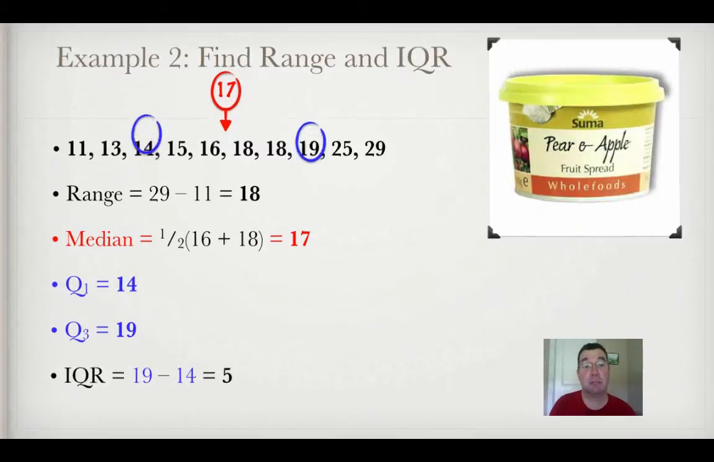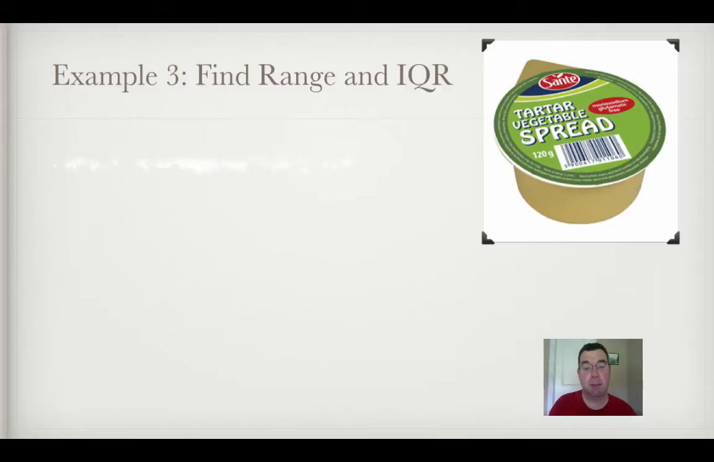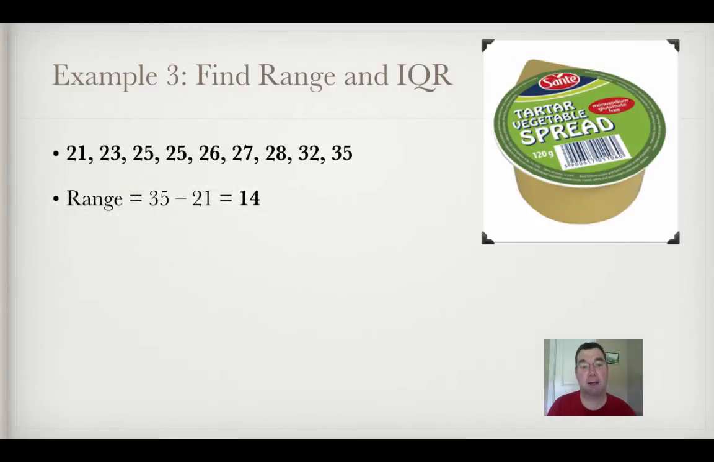All right, so that was another scenario. Something else that could happen, it looks like now I have 9 numbers, so I will have a range of 14. 35 is the highest number, 21 is the lowest number, and the difference between those is 14. There will be one middle number, so the median is just that number, it's 26, and that splits the list into 2 halves, and each half has 4 numbers in the list.